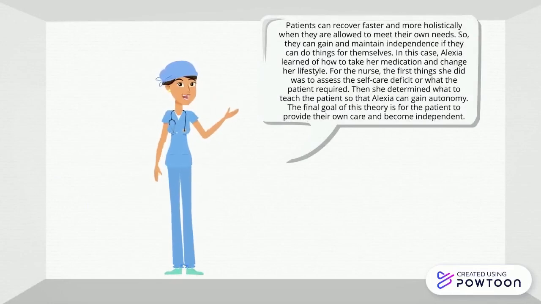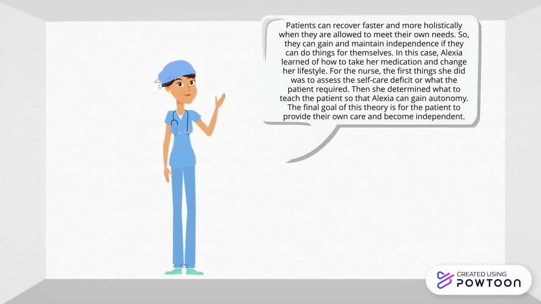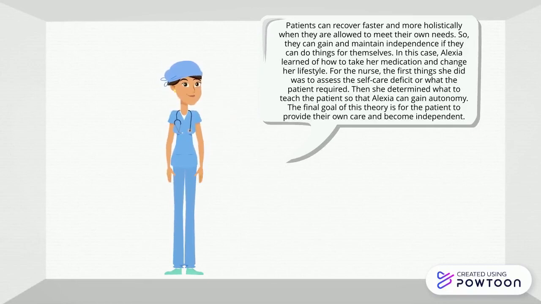Patients can recover faster and more holistically when they are allowed to meet their own needs, so they can gain and maintain independence if they can do things for themselves. In this case, Alexa learned how to take her medication and change her lifestyle. For the nurse, the first thing she did was to assess the self-care deficit or what the patient required. Then she determined what to teach the patient so that Alexa can gain autonomy. The final goal of this theory is for the patient to provide their own care and become independent.